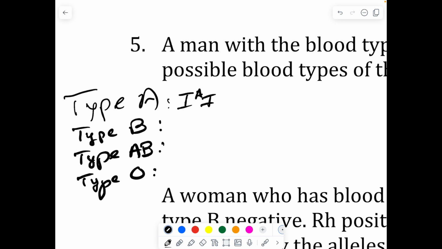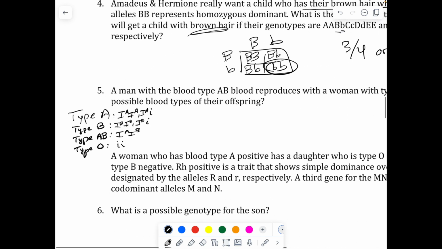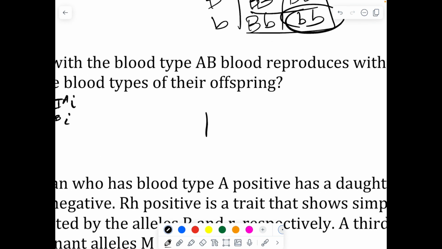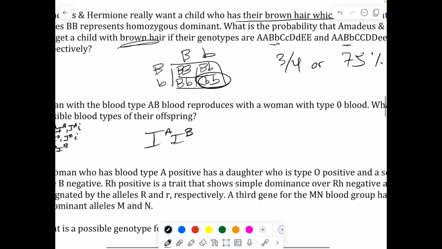The genotypes, A's can be heterozygous. B's can be heterozygous. AB is a codominant situation. They express both. And O is the double recessive. So it's a man with type AB blood, so that's easy enough. AB. There's not multiple options for that one. There's only one option. And a woman with type O, there's only one option there.